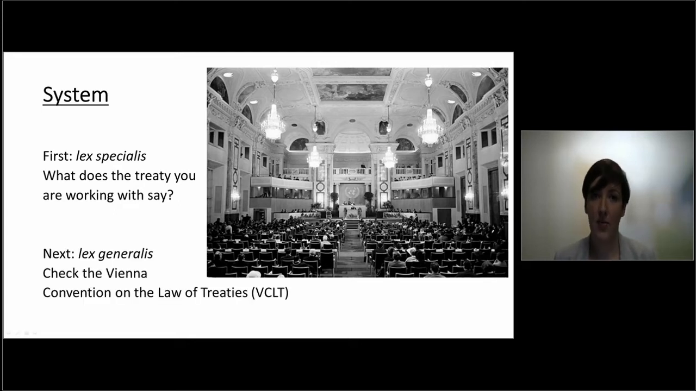The Vienna Convention on the Law of Treaties, or the VCLT, was adopted at the Vienna Conference, of which you see a picture here. The Vienna Conference was codifying a customary international law on treaty law. So the VCLT contains, to a large extent, but not entirely, codified customary international law.